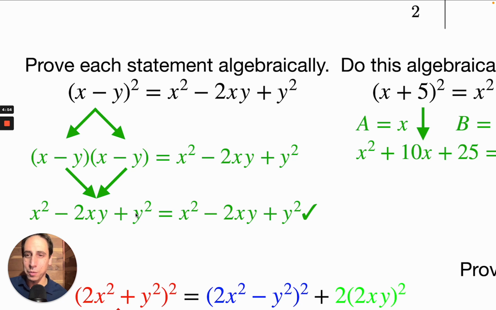This is using no formulas at all. If you wanted to, you could use the perfect square trinomial formula, where a would be x, b would be y, and we get a minus b squared, or x minus y squared. But look, the left side equals the right side, and that's how I've done this proof. This is an algebraic proof. I've made the left side look like the right side, and we're done.